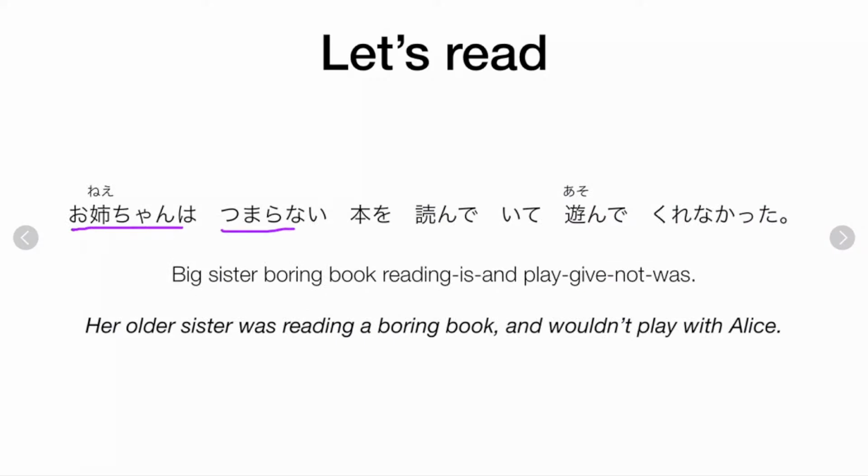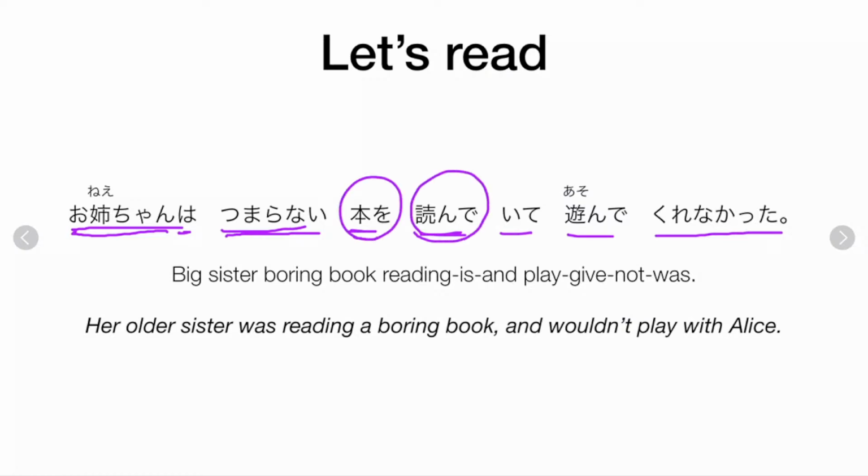One-chan wa tsumaranai hon o yonde ite asonde kuranakatta. Okay? One-chan, elder sister. We learned that in the family stuff. One-chan wa, speaking of the older sister, tsumaranai. This is an adjective which means boring. Hon o yonde. Hon is book. Yomu is to read. This is in te form, so it's continuous. Yonde, read and. Ite makes that continuous. Yonde ite, reading and.